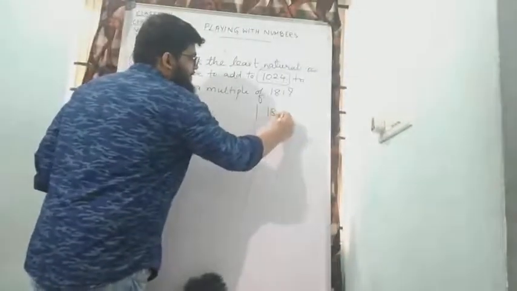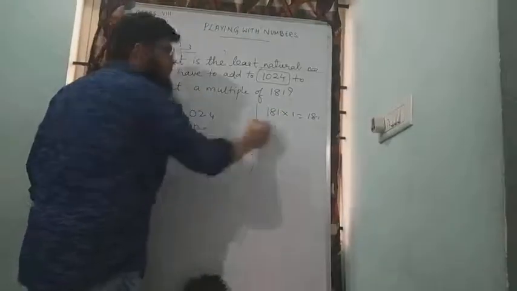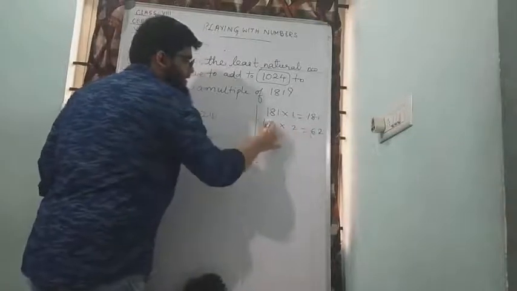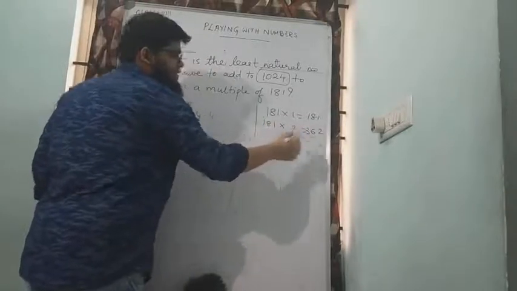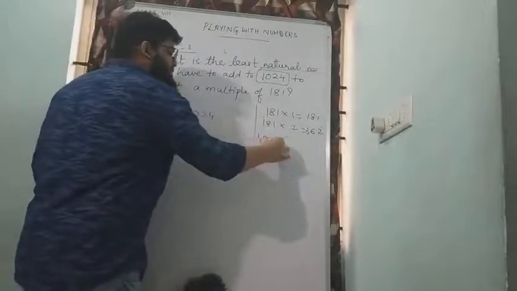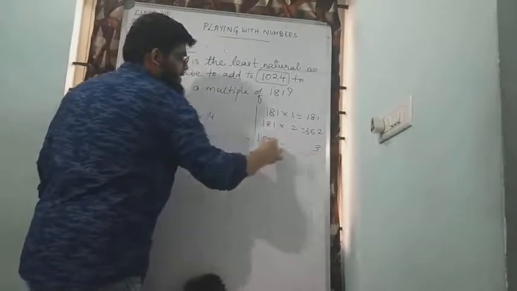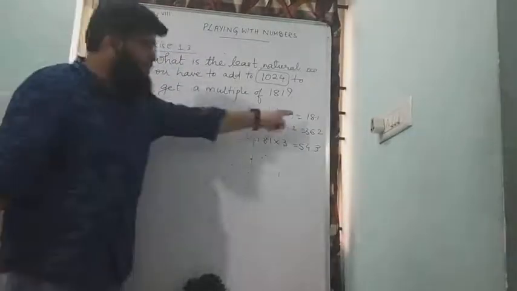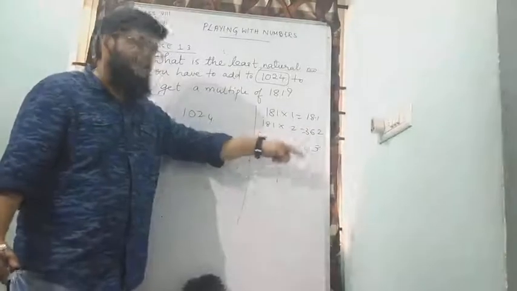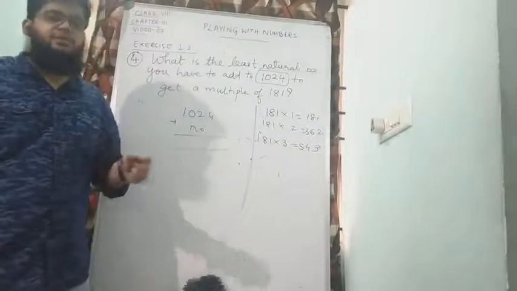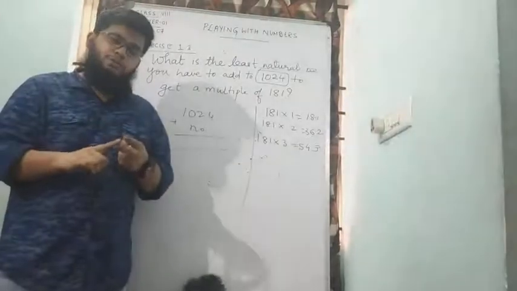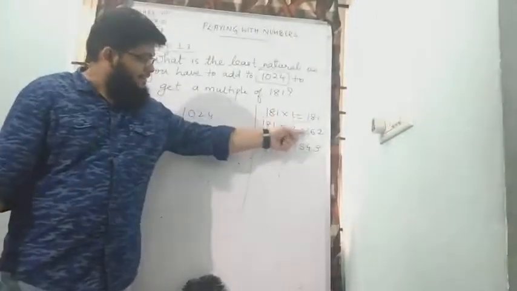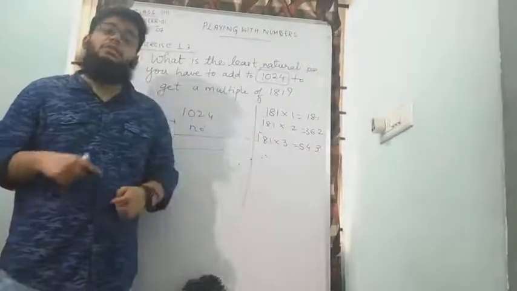Example, 181 ones are 181. 181 twos: 2 ones are 2, 2 eights are 16, 1 carry, 2 ones are 2 plus 1 is 3, so 362. Or 181 threes: 3 ones are 3, 3 eights are 24, 2 carry, 3 ones are 3 plus 2 is 5, so 543. All these numbers 181, 362, 543 are called multiples of 181. Like 2 ones are 2, 2 twos are 4, 2 threes are 6; 2, 4, 6 are all multiples of 2. Like that, 181, 362, 543 etc. will also be the multiples of 181.